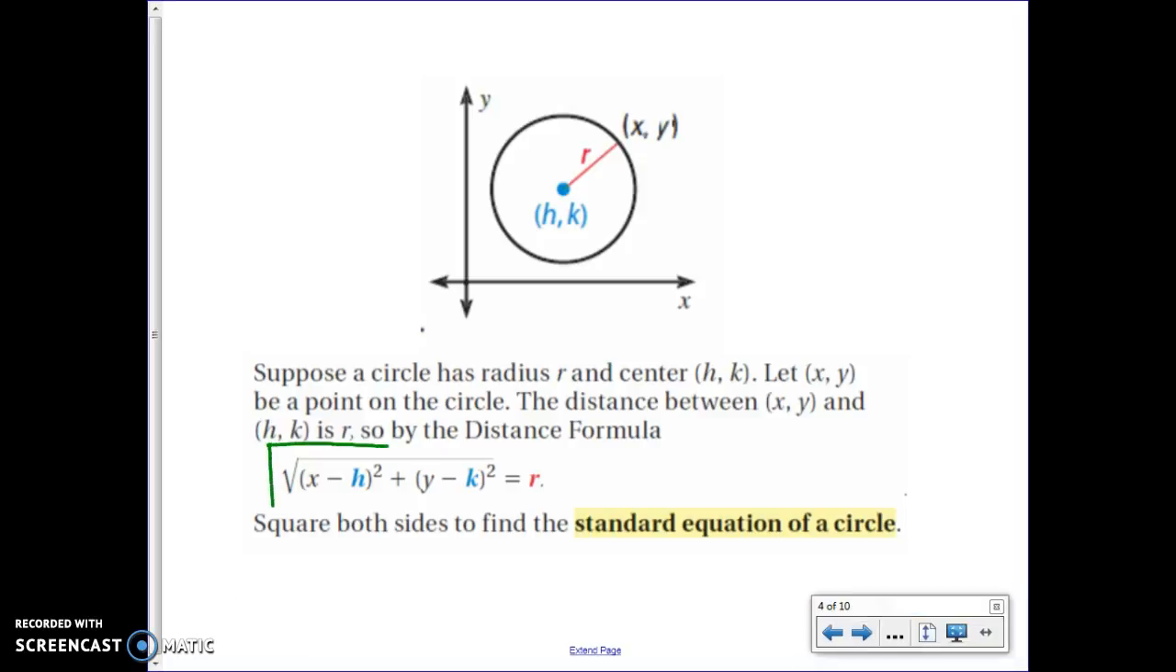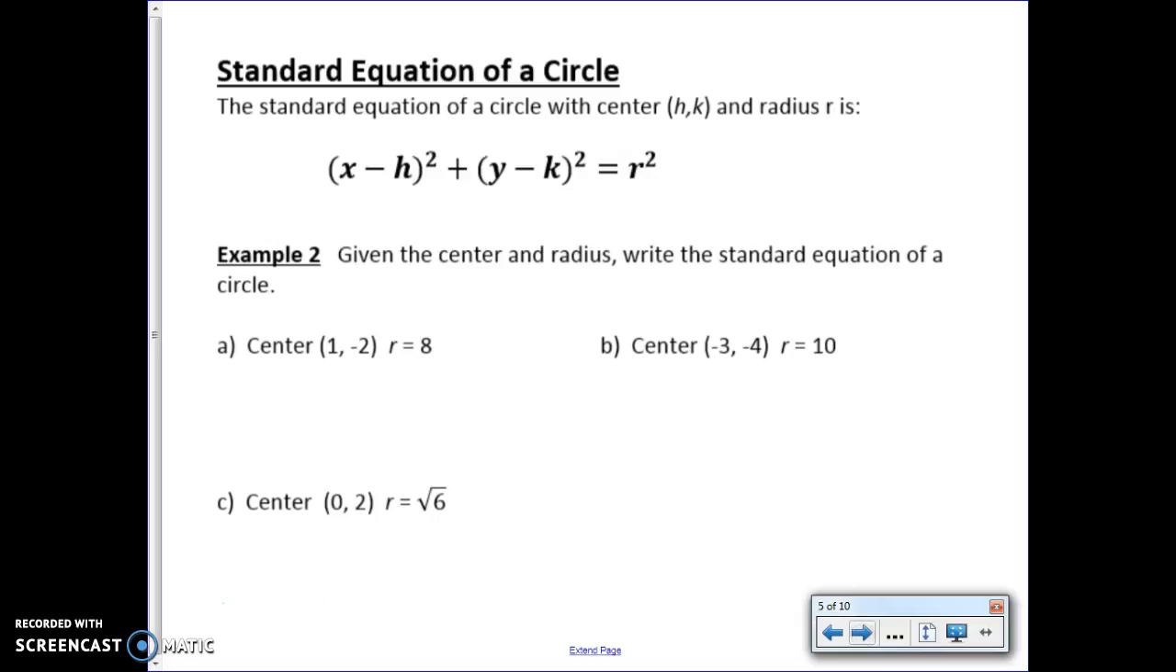Now this is just true by distance formula, but we're going to square both sides of this to get the standard equation of a circle, which you can see below on your notes. So we square the left-hand side, and that means the square root just goes away. We square the right-hand side, and that means we're at r squared. So here is the equation that you need to know. The x minus h quantity squared plus y minus k quantity squared is equal to r squared.